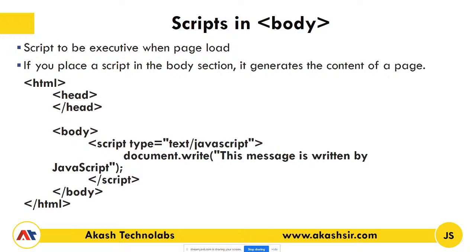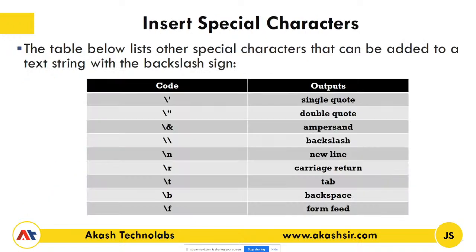As we have seen, if you want to print a message on your screen, with the help of document.write we can print a message in our website. These are some special characters. The table below lists other special characters that can be added to a text string with a backslash sign. For example, if you want to print a new line, or if you want to print something in double quotes or single quotes, then you have to follow these characters.